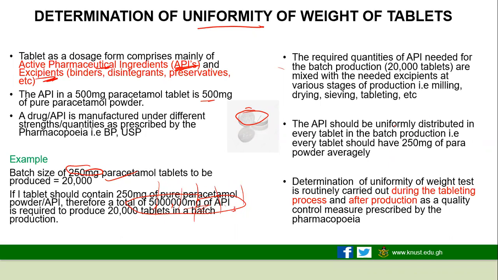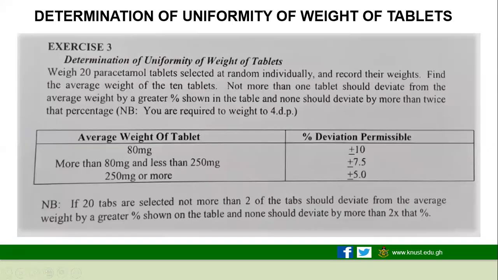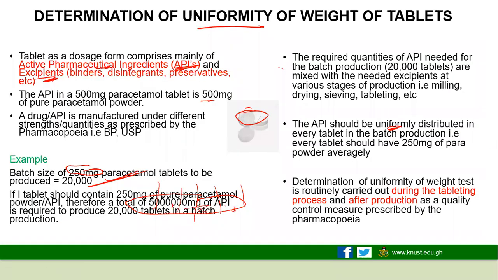Now, the mixing here should be uniform. We are expecting it to be uniformly distributed. That's the API should be uniformly distributed, such that if I divide them into the 20,000 tablets, I'll get each of them containing the 250. Now, the only way I can check that each of them contains exactly the 250 is by doing what? It's not the only way. One of the ways is uniformity of weight.